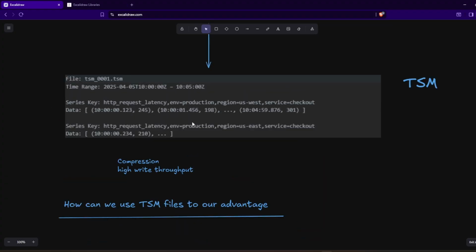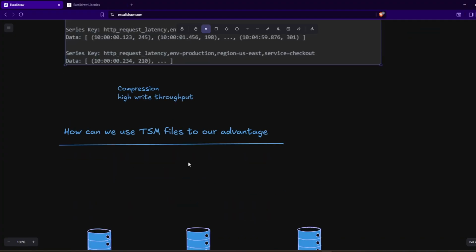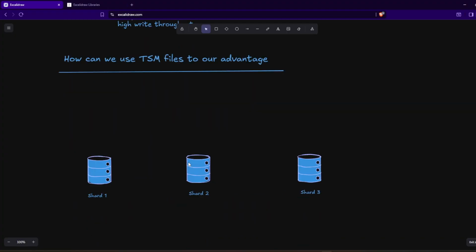So now that we know that the data is being formed like this, let's try to understand how we can use this TSM file to our advantage. Suppose I have my data of April 1 to April 7th in some TSM files like TSM 1 to 25. What I can plan to do is store only this data to my shard 1.